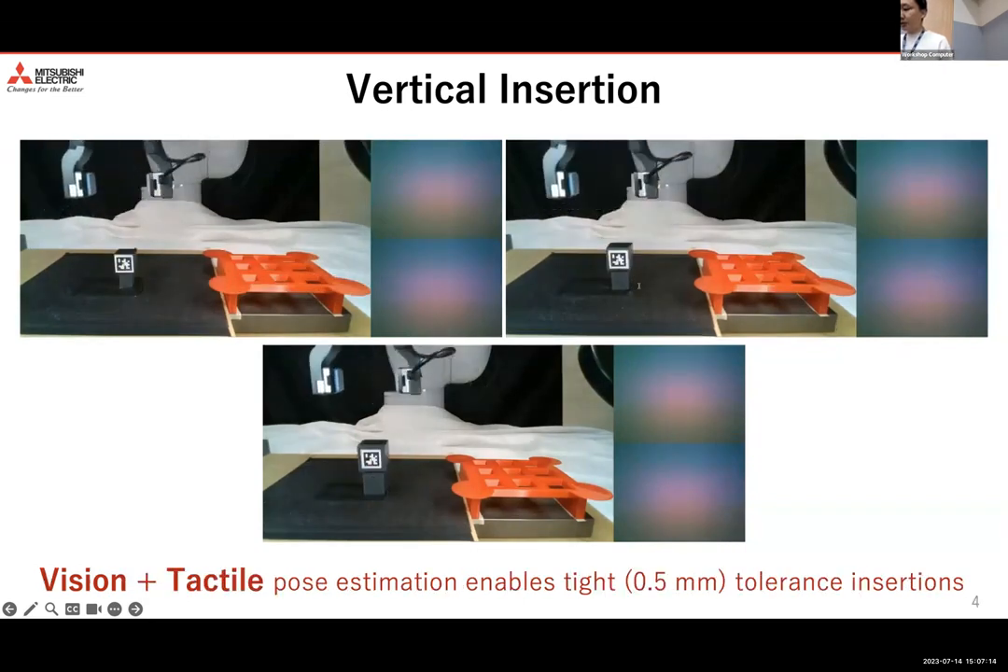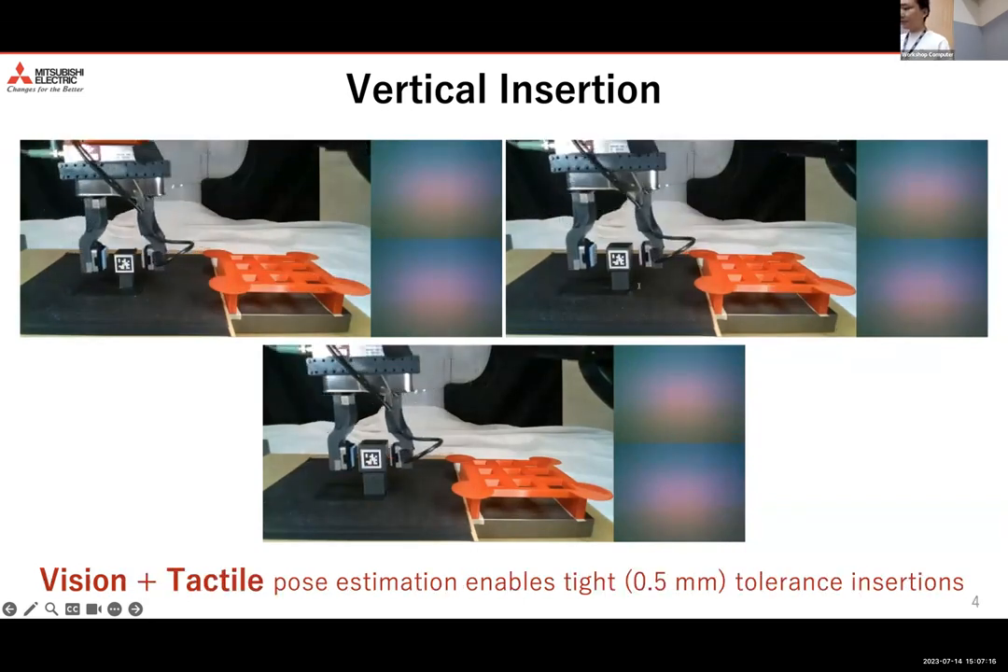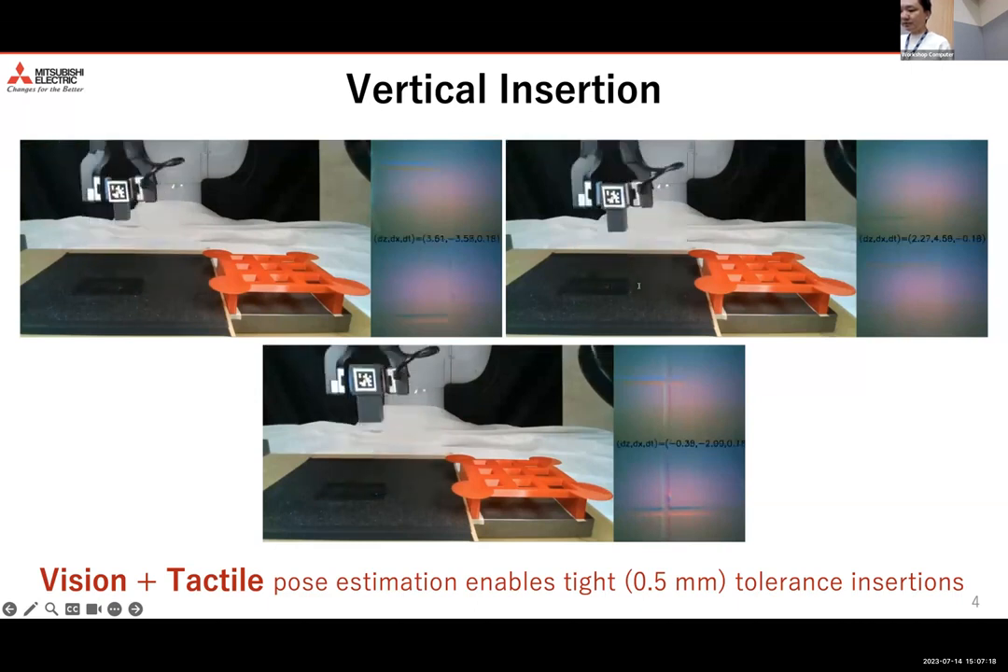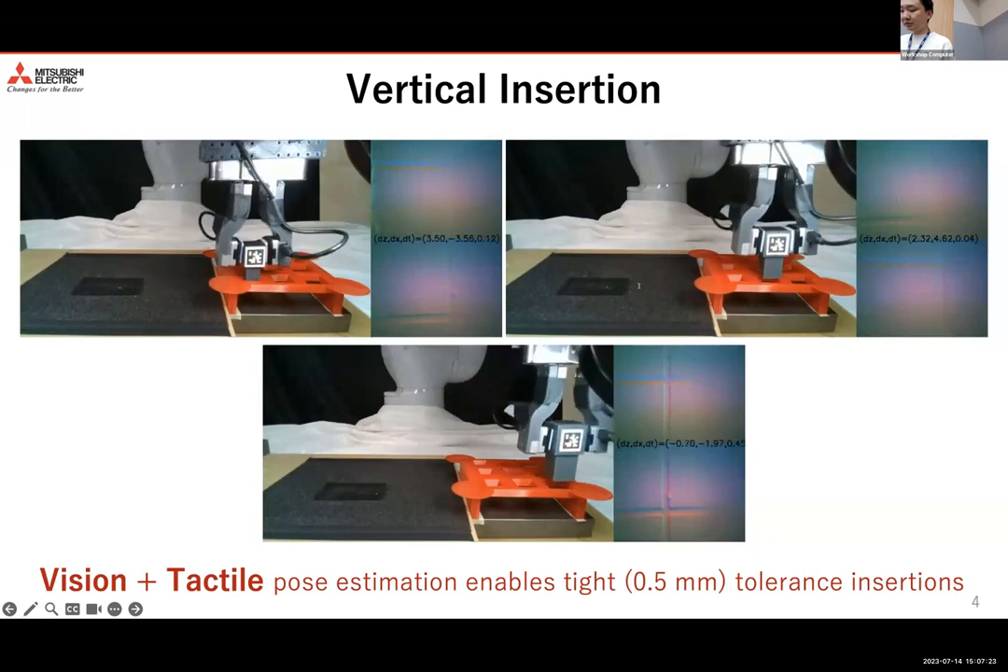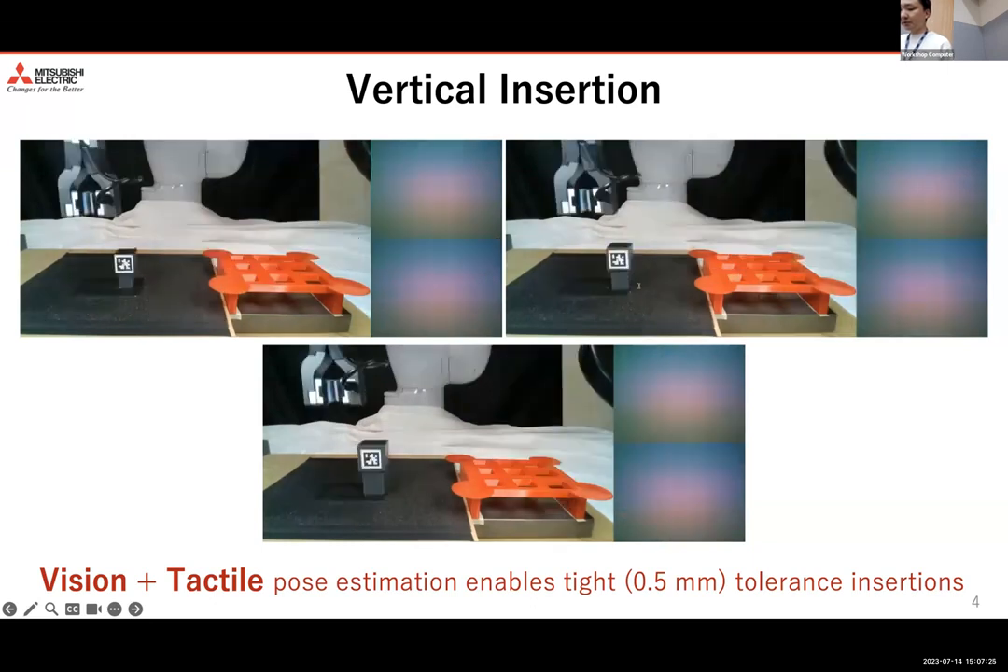These movies show the results of the proposed method, which combines vision and tactile images. By using tactile images, we can compensate for the wrong pose estimations from vision, and the robot can successfully insert the pegs into the holes.